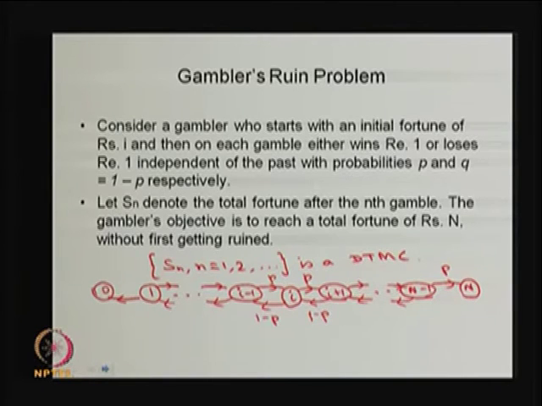and Sn denotes the total fortune after the nth gamble. That means S naught is small i, and S1 becomes i plus 1 if he wins; his total fortune after the first gamble will be i plus 1. If he loses, then his money would have been i minus 1. That is the way the S1, S2, S3 sample paths go. The gambler's objective is to reach the total fortune of rupees capital N, where N is some positive integer, without first getting ruined.